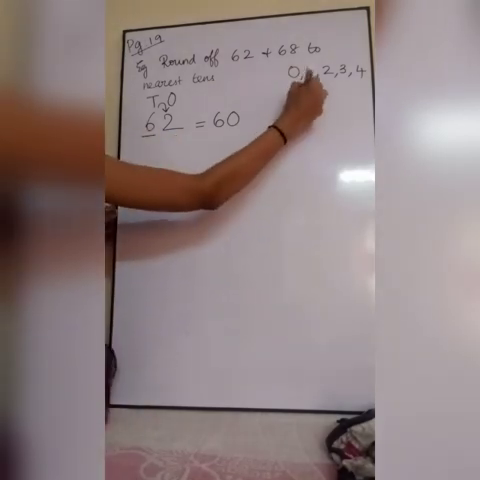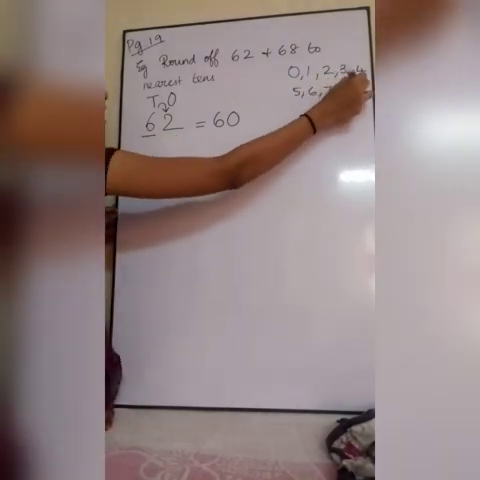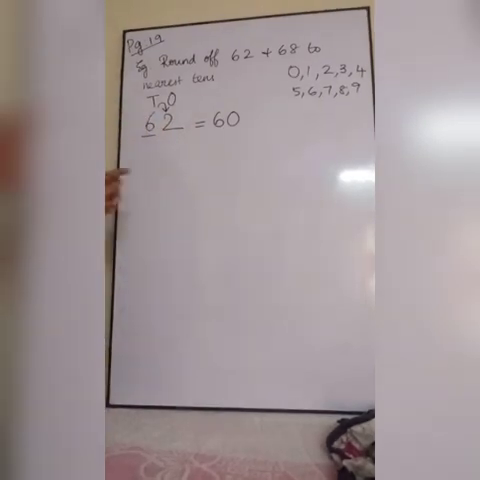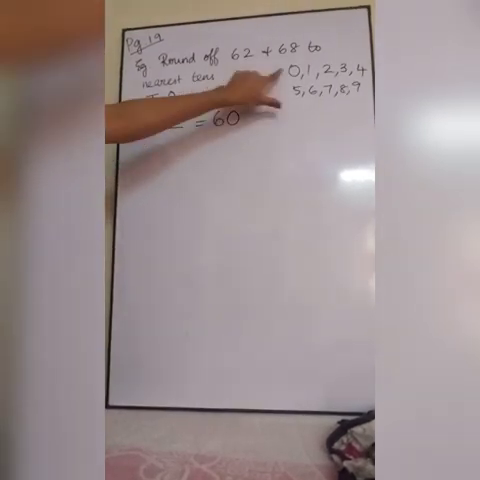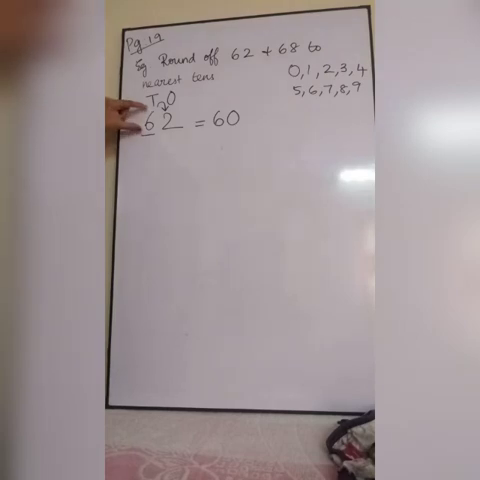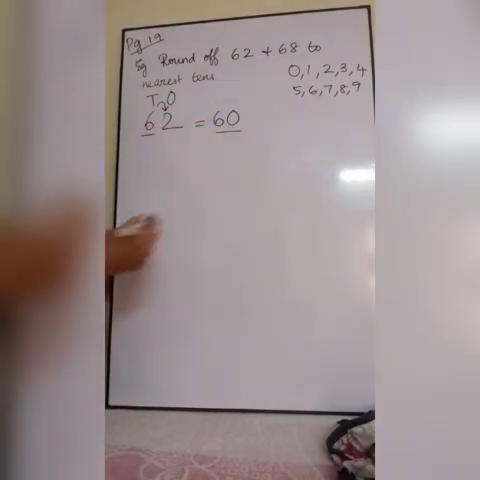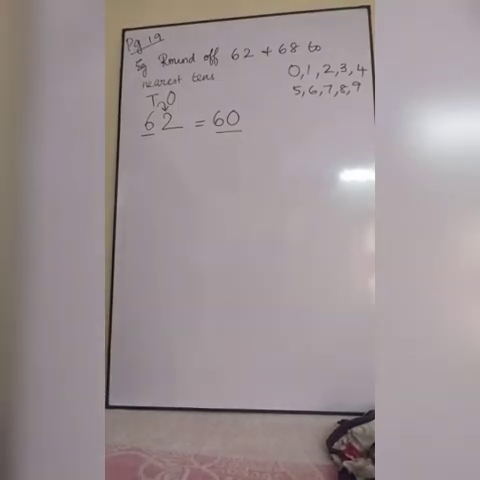If it is 5, 6, 7, 8, 9, you should add 1 to this number. But here 2 is there, so no changes in that number. I am writing 6 as such. Here 0. So 60 is the round off value to the nearest tens.